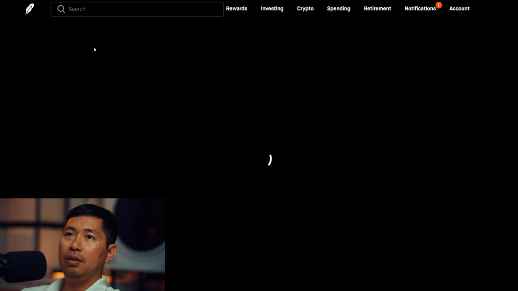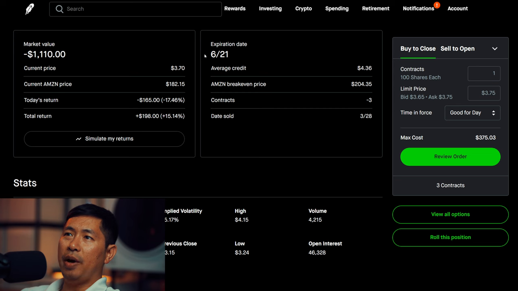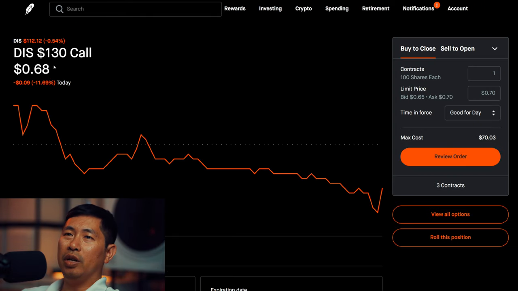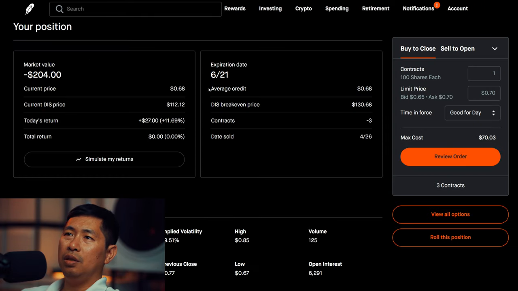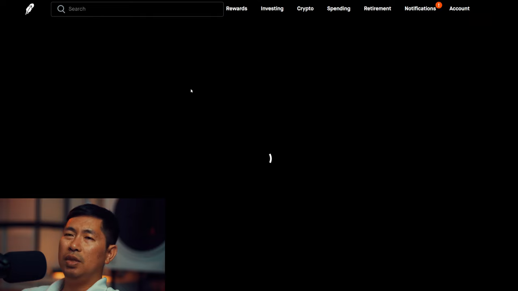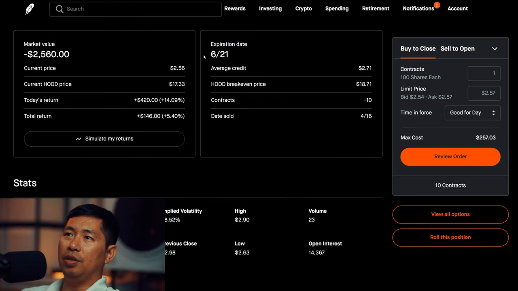For my options, I'm selling Amazon $200 covered calls. These expired June 21st. Total return, $198. I'm selling Disney $130 covered calls. These expired June 21st. Total return, zero. I'm selling Robinhood $16 covered calls. These expired June 21st. Total return, $146.